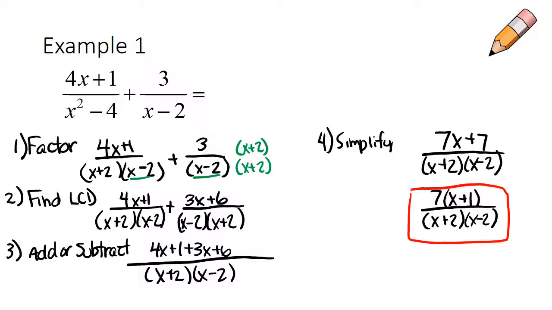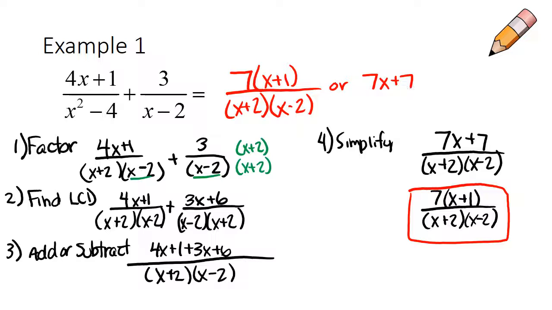So my final solution is 7 times x plus 1, over x plus 2 times x minus 2. If you choose to leave it as 7x plus 7, I'm okay with that as well, as long as you recognize that it doesn't simplify down.